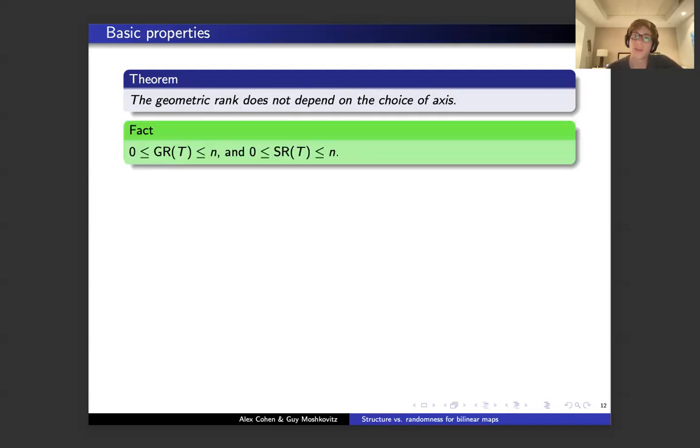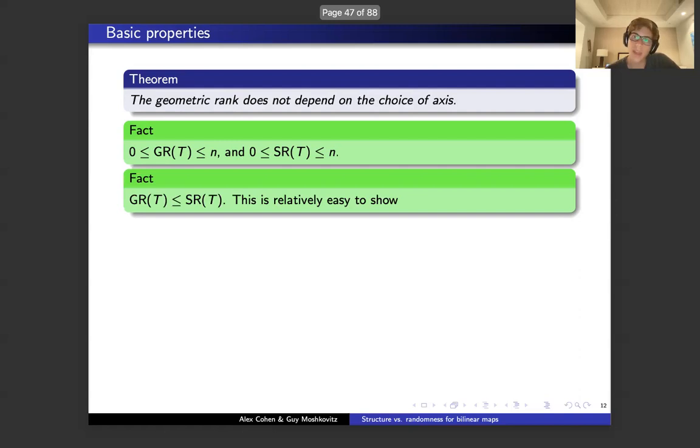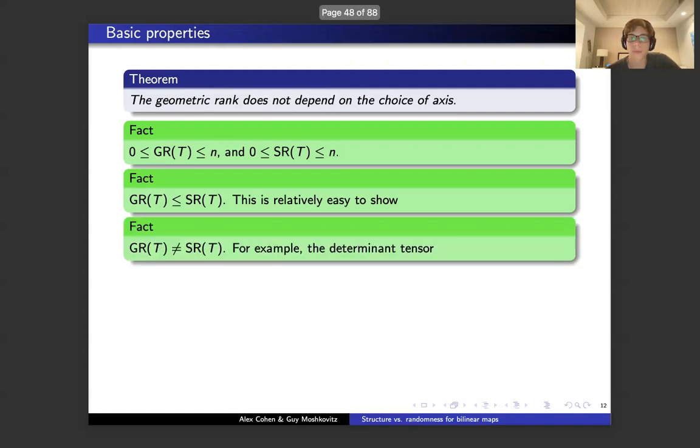It also turns out that the geometric rank and the slice rank both live in the range 0 to n, so they're at least comparable in that sense. And in fact, the geometric rank is bounded above by the slice rank, which is relatively easy to show. And finally, the geometric rank and the slice rank are distinct notions, as the previous example showed. There are tensors for which the geometric rank is strictly smaller than the slice rank.